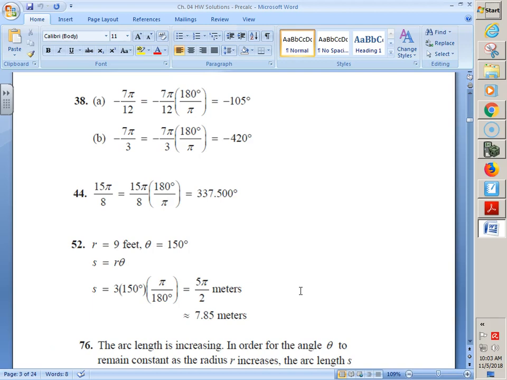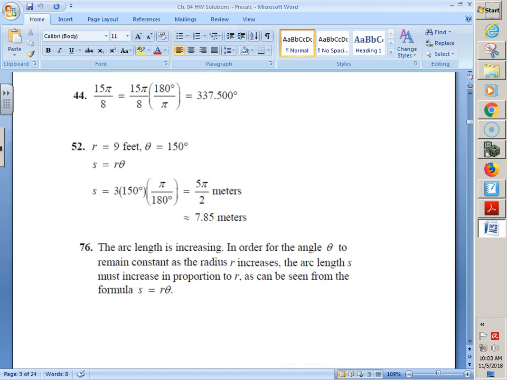Some of you guys might have gone to decimals. Some of you might have left it as a fraction. I wouldn't have minded either way. 52 was a plug and chug to the formula. Except, what? I don't get it. Theta is an angle. Don't we just plug in 150? What did they do? Why were they multiplying by a bridge?